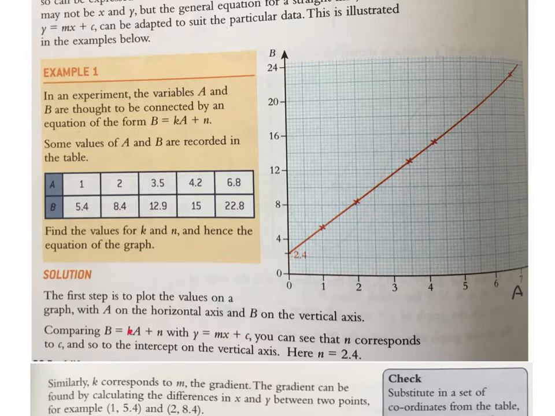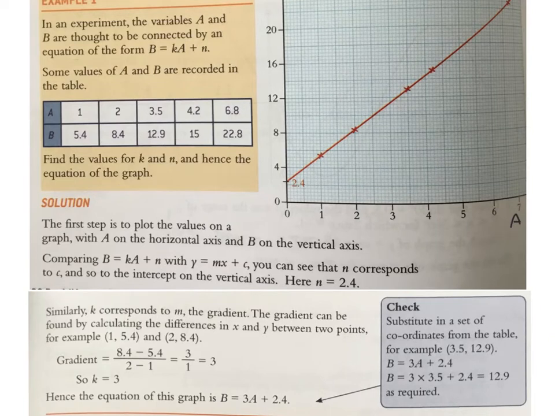So we're left with finding k. Well, k is m, k is the gradient. So as it says there, similarly, k corresponds to m, the gradient. The gradient can be found by calculating the difference in the x and y between 2 points. For example, now they've chosen 2 points here. It makes sense that you don't just go to your graph and get random points. Like you can, but these points are definitely on the graph because they've been plotted. I would actually prefer to use the 2 furthest points in case maybe it's the line of best fit or something like that. Don't use 2 points close together.